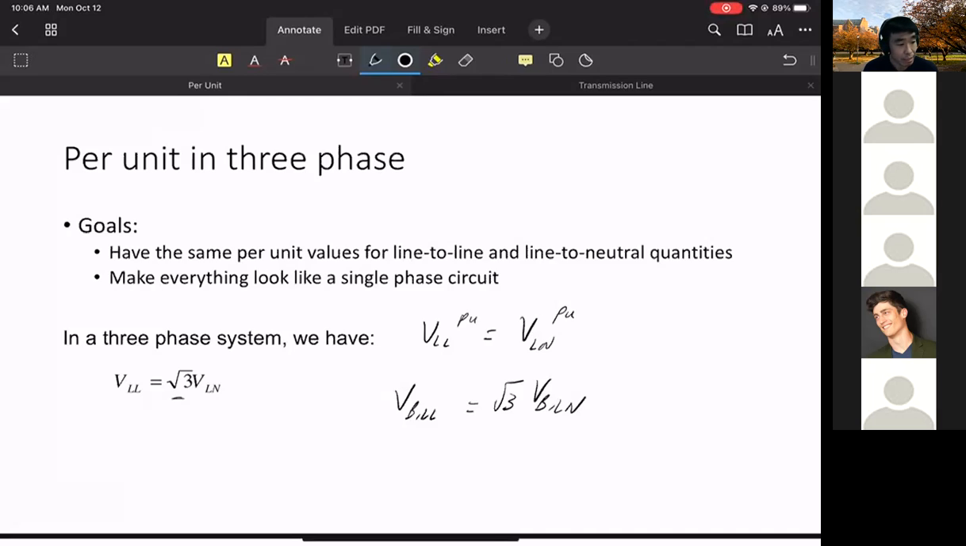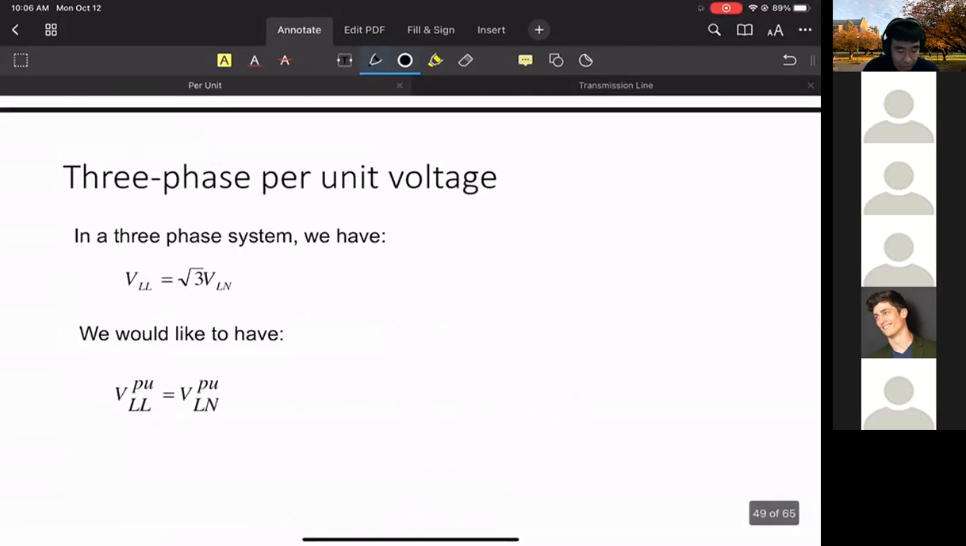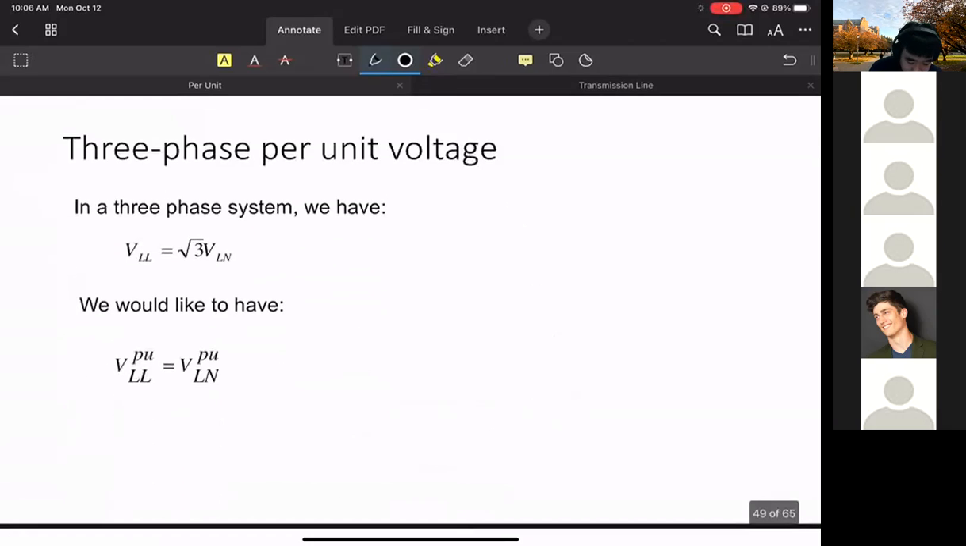So in a three-phase system, we basically want to pick the voltages correctly. We want to pick the base to already have this root 3 factor built into it. So during calculations, I don't have to worry about this anymore.